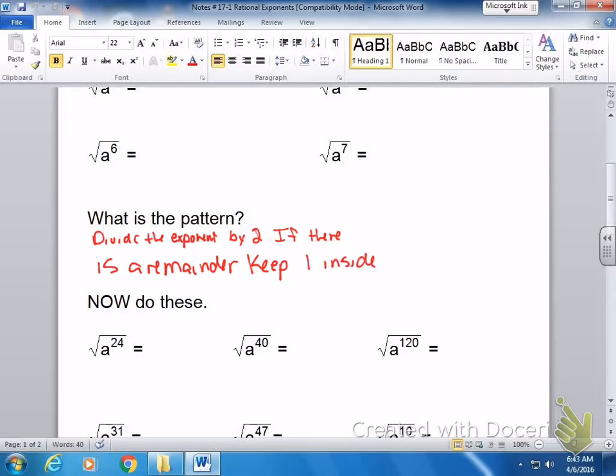And that's not the best explanation there, but I think you could probably come up with one on your own. Sometimes when we do geometry, we'll say, you write your own little thing for the pattern, so you might write one there. But you just divide the exponent by 2, like a to the sixth. We had a to the third left. But if we did a to the seventh, well, we'd get the 3, but we'd have 1 left over, so we left it inside the square root. So let's use that and answer some of these questions.